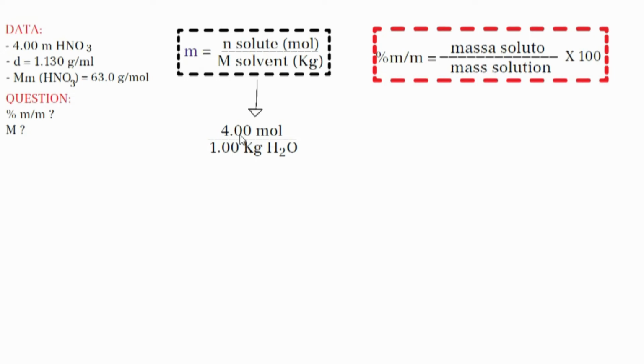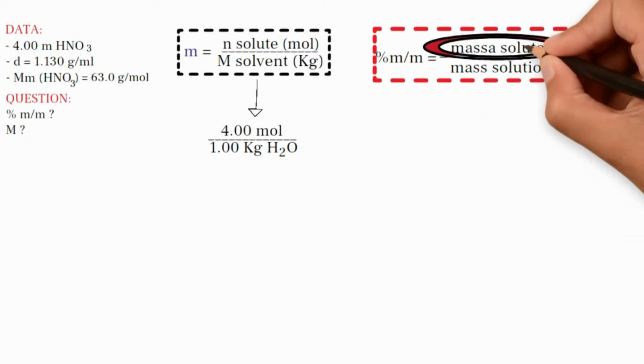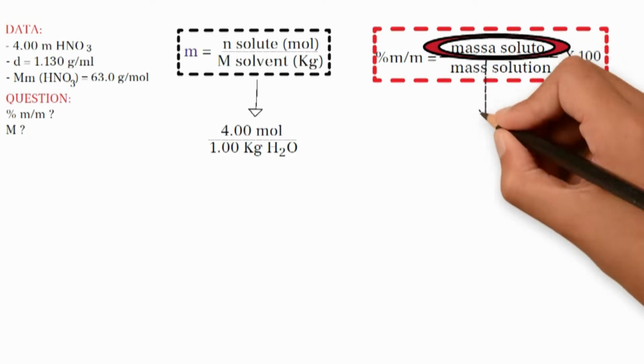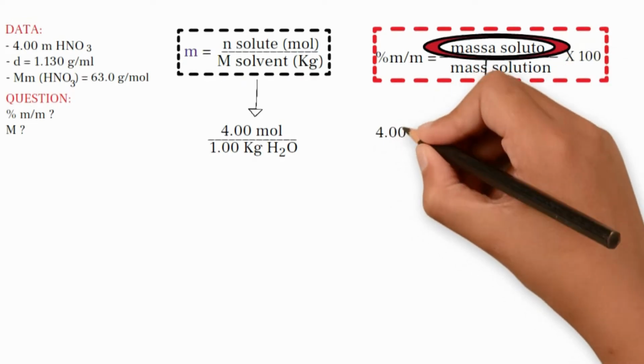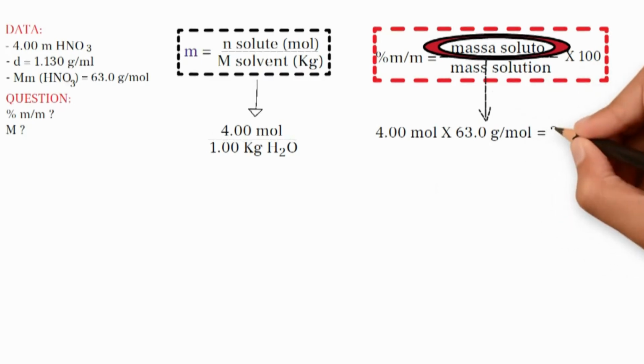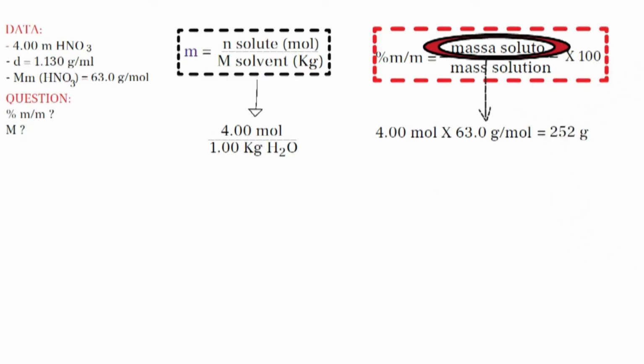But here we know only the mole of solute. This means that it's very easy to go from mole to mass by using the molar mass. For knowing the mass of solute, we apply the basics of chemistry and write that 4 mole times 63, which is the molar mass, equals 252 grams, which is now the mass of solute. So now we have the first datum.